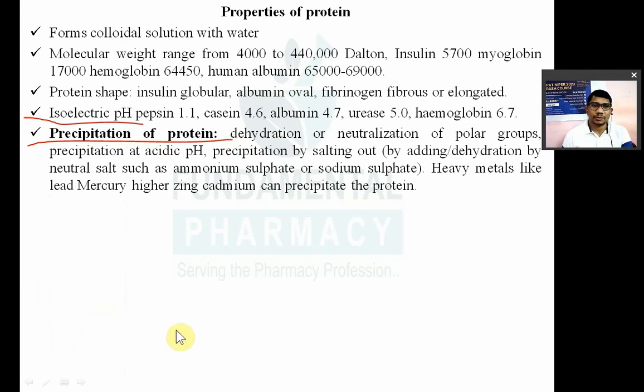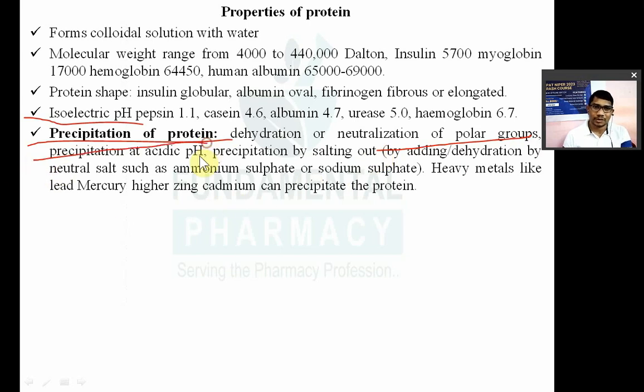Precipitation of protein. Now, precipitation of protein, that is because of the different reasons. Now, protein can be precipitated by different ways. So there might be dehydration or neutralization of polar groups. अगर प्रोटीन का पोलर ग्रुप जो है वो न्यूट्रलाइज किया, न्यूट्रलाइजेशन ऑफ पोलर ग्रुप ऑफ प्रोटीन, so that leads to precipitation.